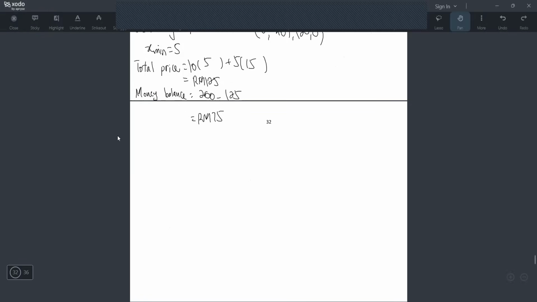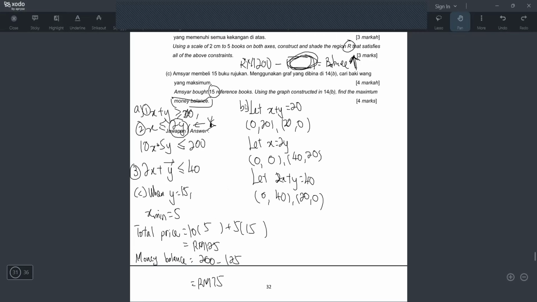Okay. Hope you understand. So I repeat one more time. They want maximum money balance. That is why you have to find the minimum value of X when Y equals 15. All right, because if you find the X maximum, it means your money balance will be less than this. It will be less than this because if you find X maximum, the value here will be bigger. If the value here is bigger, it means the balance is less. You understand? Because we will take 200 minus this value.